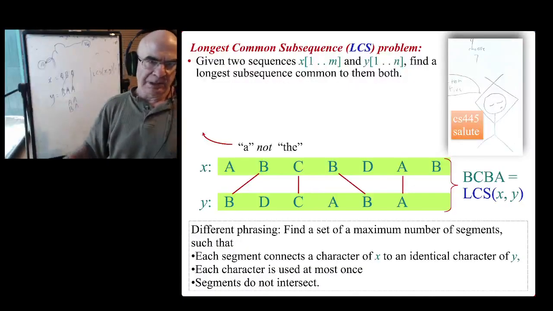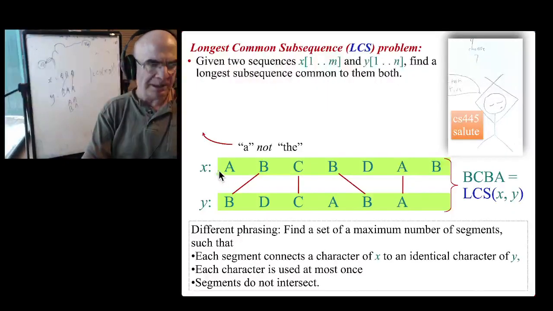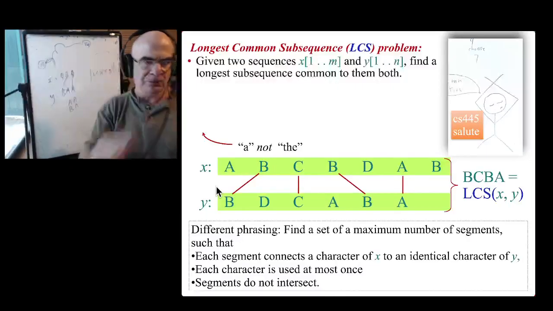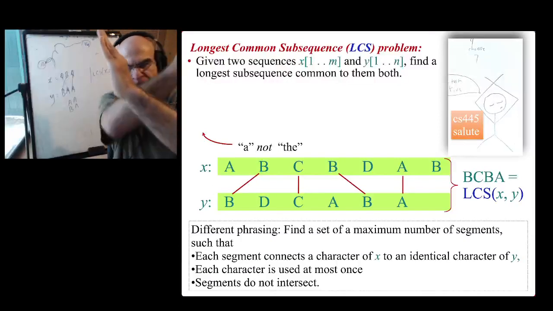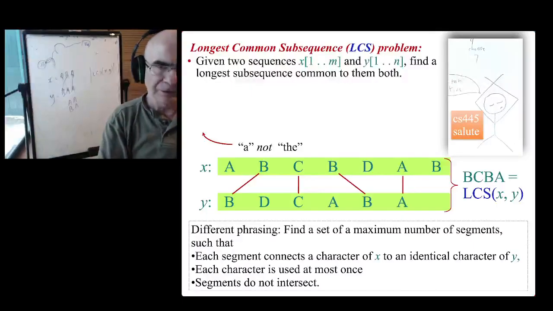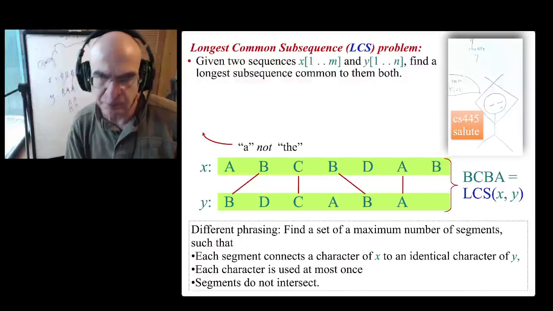So you see where the salute came from, the CS445 salute. Place as many segments, if you like the geometric interpretation: write the two sequences and now place as many segments as you could, but two segments cannot cross each other, because crossing will mean that the order of this side is different than the order of this side, that you need to reverse the order of these two. So that's an extremely important, useful problem.